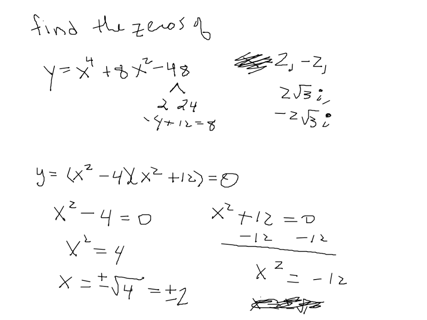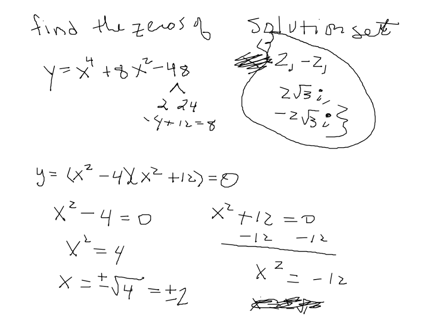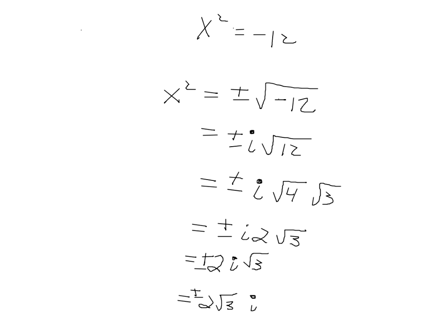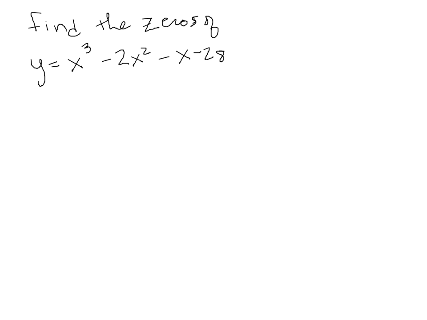If I were to write that as a set, this would be the solution set. And so my math lab would probably already have these brackets there, and then you would just type in 2, minus 2, 2 square root of 3i, and minus 2 square root of 3i. Make sure that the i is outside of that square root. All right, next problem.